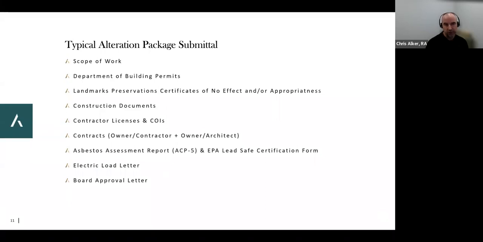That includes landmark preservation certificates, either no effect or appropriateness if you're in a landmark district or a landmark building. The construction documents themselves, and that's the approved permitted on-site documents. You have the licenses and certificates of insurance. Every building has different requirements. Some buildings want to see what the contracts are. I think we recommend AIA contracts typically because they're so vetted by dozens of lawyers.